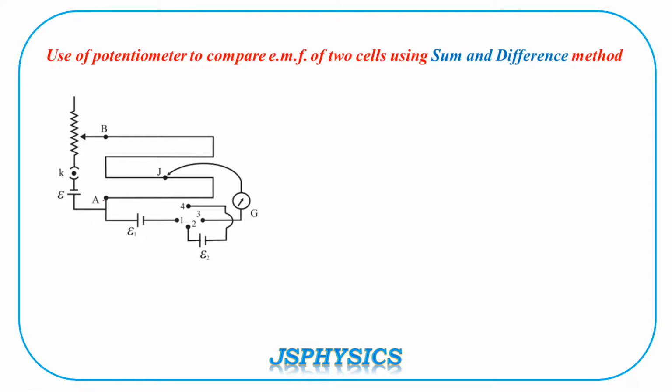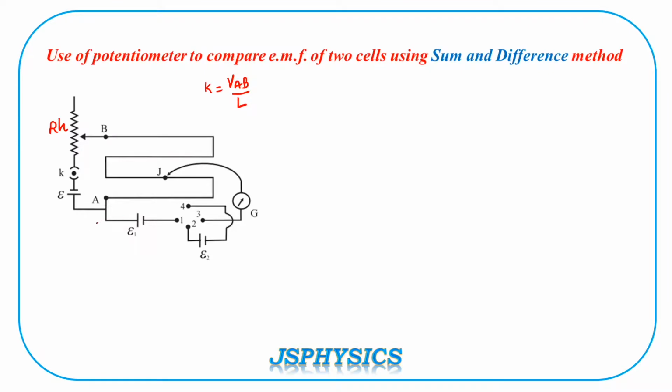Here you can see the potentiometer wire of length AB is connected across the battery of EMF E, plug key K, and rheostat RH. That means all three are connected in series with the potentiometer wire, and this will create a constant potential gradient across the length of the wire, as we know, given by VAB upon L. This is the potential gradient created by the battery, key, and rheostat. The value of K you can change by changing the potential applied across wire AB.